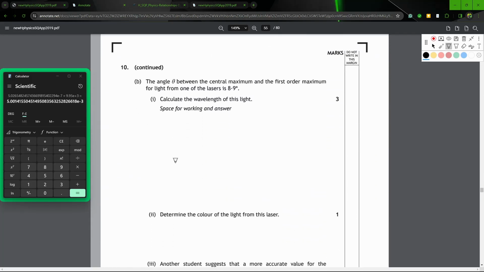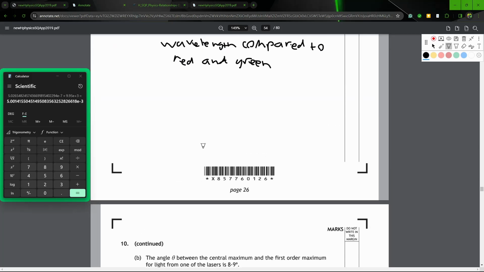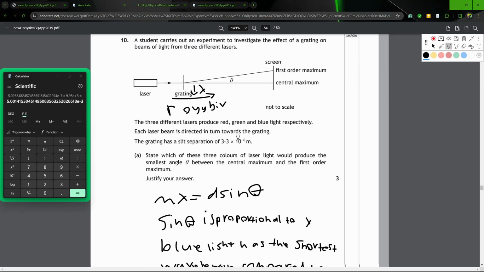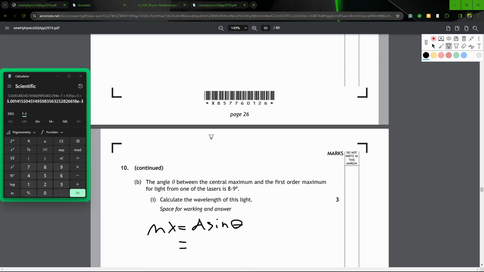Right, now we actually get to do some proper calculations. The angle theta between the central maximum and the first order maximum from light from one of the lasers is 8.9 degrees. Calculate the wavelength of this light. Well, the equation we're going to use, we just put up there. Let's go and reuse it, eh? Cool. Right, we know the slit separation. That's 3.3 times 10 to the negative 6.